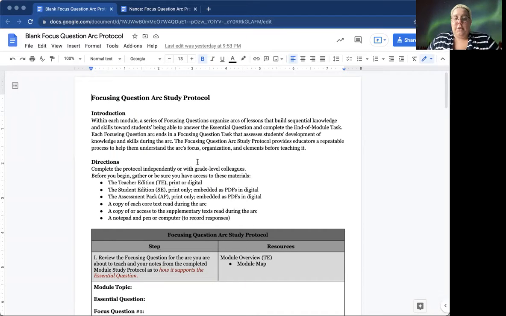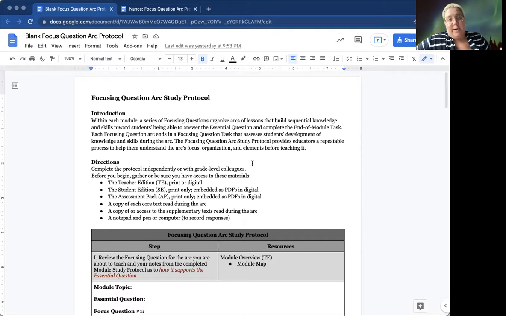So this is a digitized version of the focus question arc study protocol, so that you're able to type into it and then share it either with other people within your grade level team or with me or Miss Miller or whomever. And also just that you can continue to add to it throughout the arc as you need to refer back to it or want to add or change things.